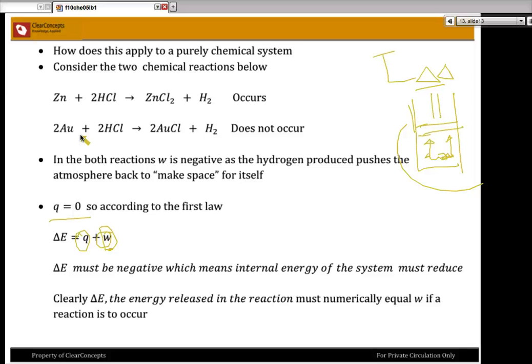Okay, very good. Then you'll ask the natural question that comes up: Sir, if this reaction doesn't occur, then how does the first law hold? Let's see that. If the system does not push this hydrogen out and make room for itself, then the work done is 0. Agreed?